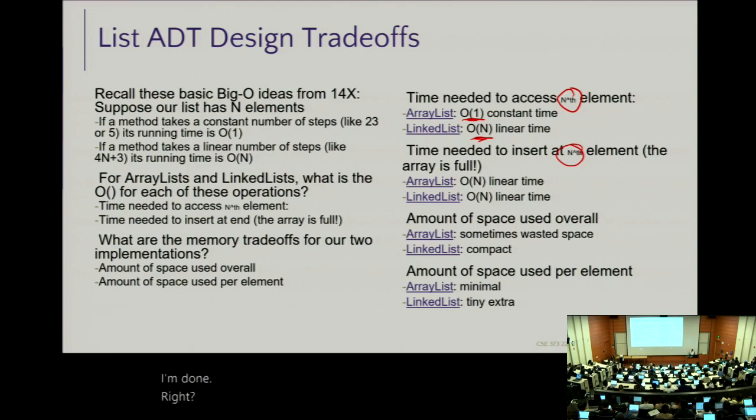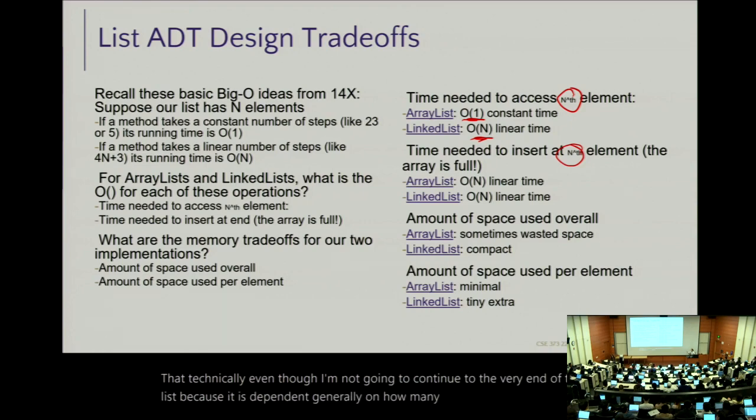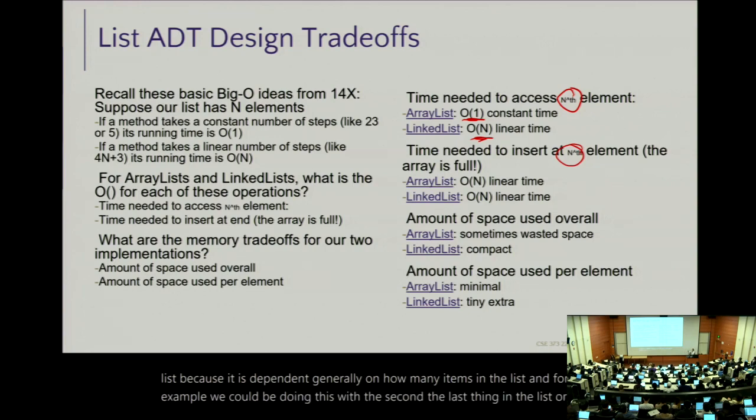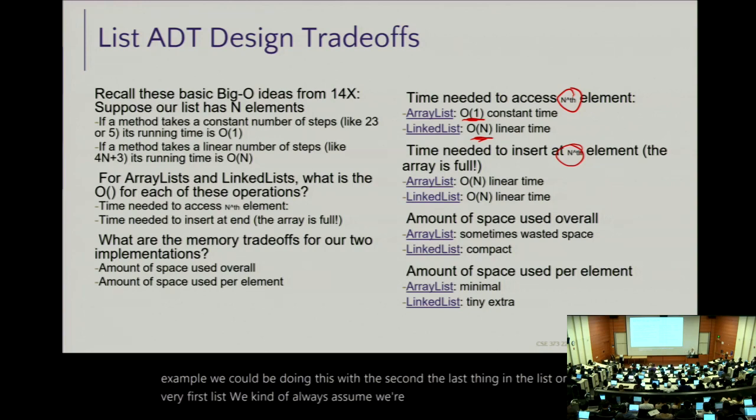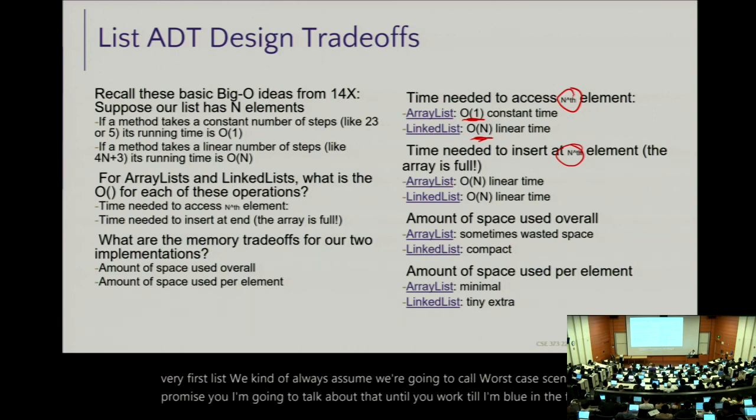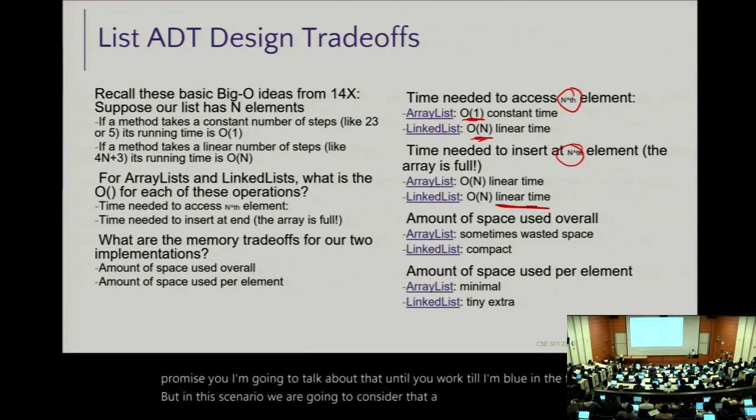That technically, even though I'm not going to continue to the very end of the list, because it is dependent generally on how many items in the list, and for example, we could be doing this with the second to last thing in the list or the very first item, we always assume what we're going to call worst case scenario. I promise you I'm going to talk about that until I'm blue in the face. But in this scenario, we are going to consider that a linear time relationship.